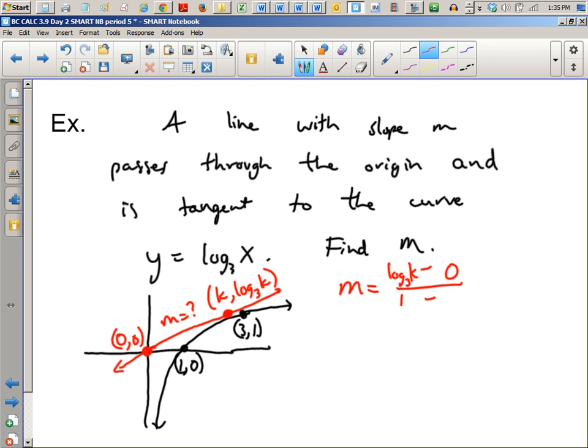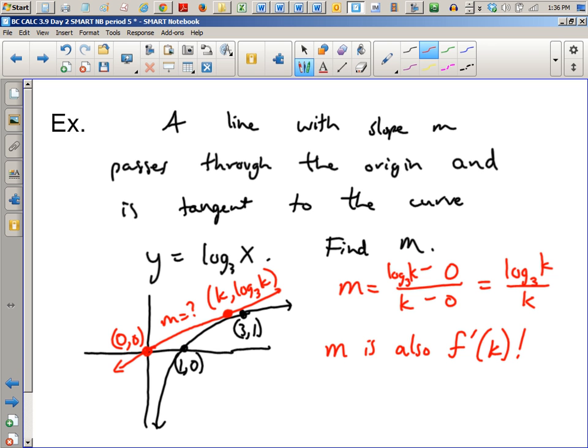Over x values subtracted. So the slope is going to be log base 3 of k over k. Good to know. That's a start anyway. The other thing I know is that that's a tangent line. Right? That thing's a tangent line. So that means that m is also f prime at k, isn't it? It's also the derivative at k. The derivative at k is the slope of the tangent line. So not only is m rise over run, it's also f prime at k.